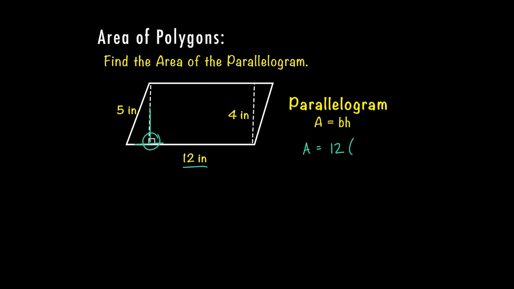And I know this bottom line is 12, so that means that this line that's running perpendicular into it has to be 4 inches because these two lines are parallel. So this is also 4, is my height. So now I can just solve for the area. And I know that 12 times 4 is 48. This one is labeled in inches, so my answer is going to be inches squared.